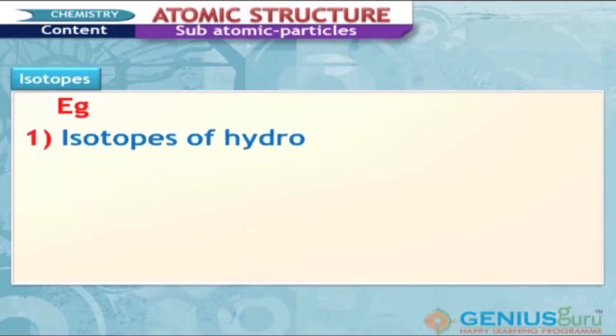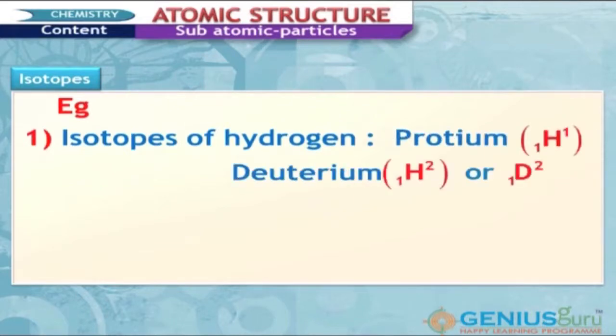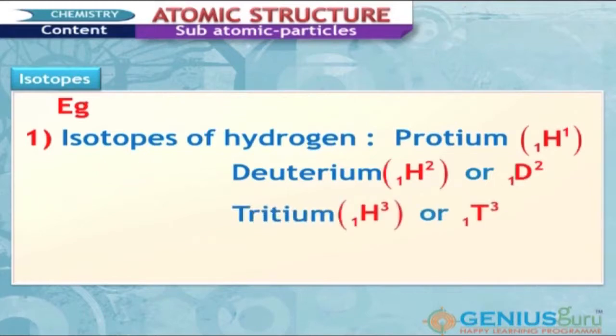Now, coming to examples of isotopes, say for example hydrogen. Hydrogen exhibits 3 types of isotopes. They are protium, deuterium, and tritium. The protium is symbolized as 1H1. The deuterium is symbolized as 1H2, or it is also designated as D. The third one is tritium. It is 1H3, which is also designated as T. These are the 3 important isotopes of hydrogen.